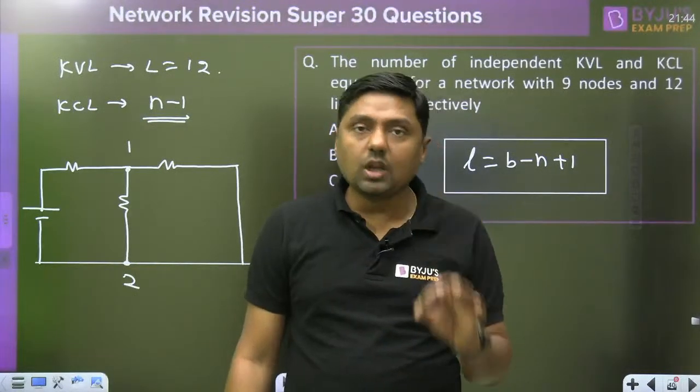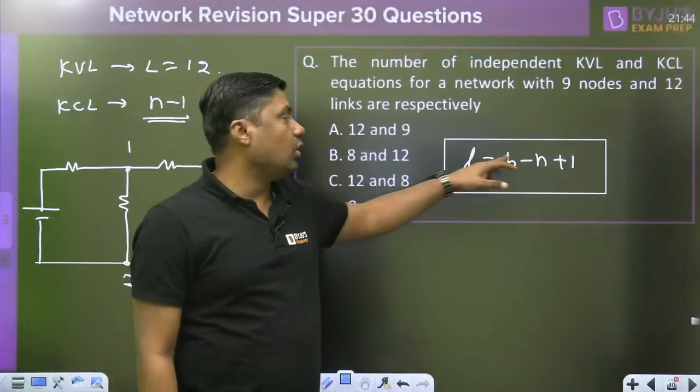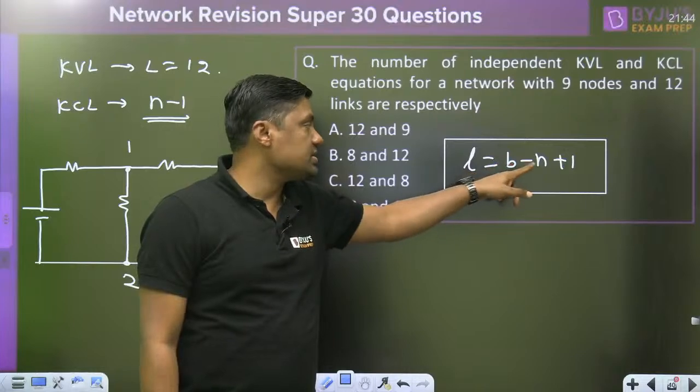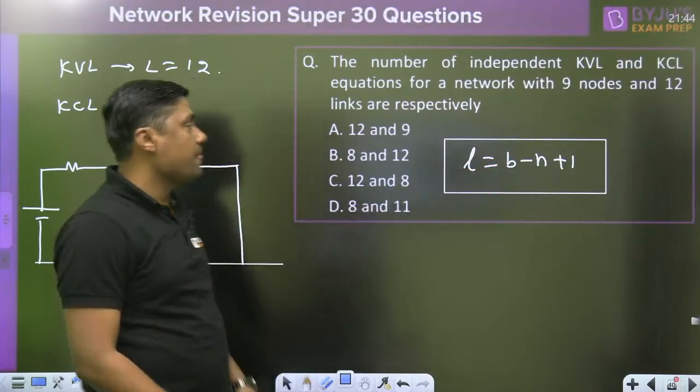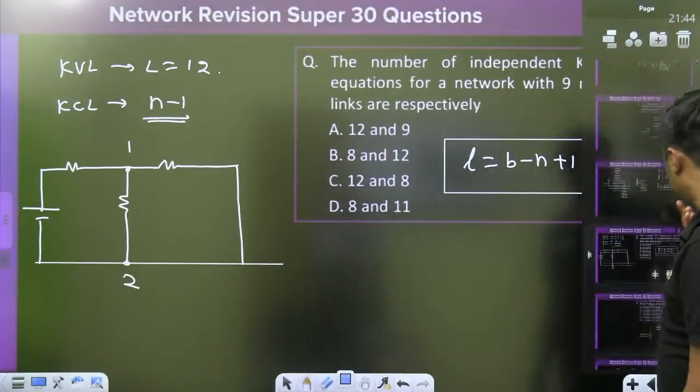B is the number of total branches, N is the number of nodes. So this is the equation. We can find L if the total number of branches is given in the circuit. If the total number of branches is given in the circuit, then you can use this formula. So I think this is also clear to you. Then next question.